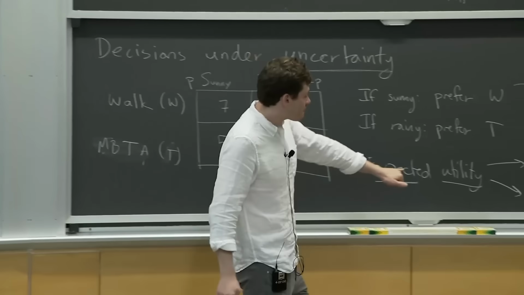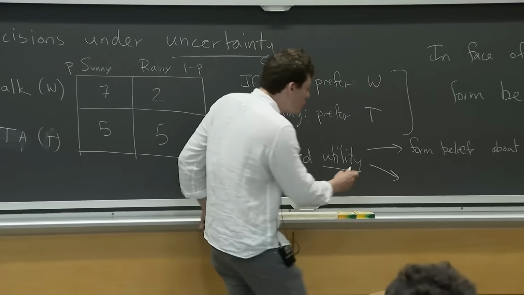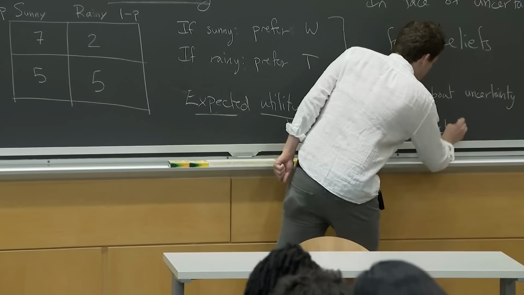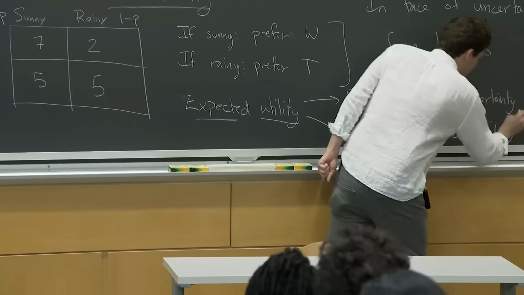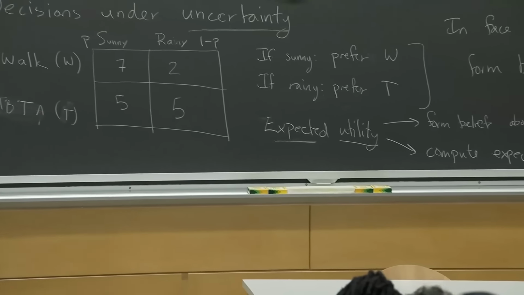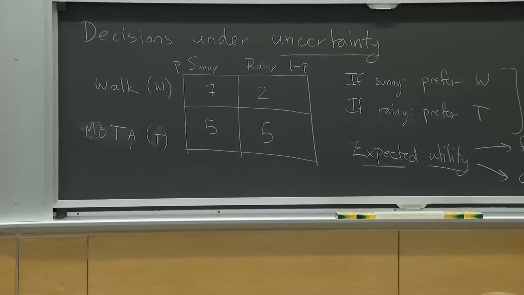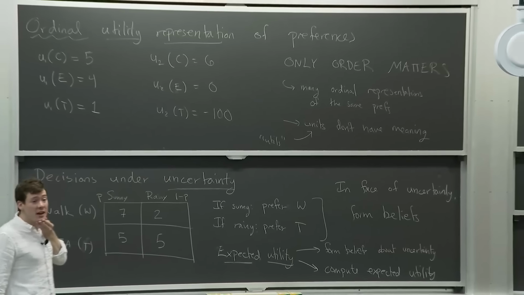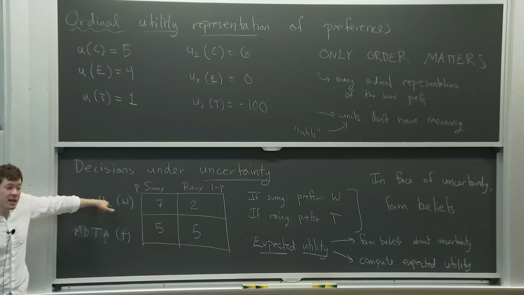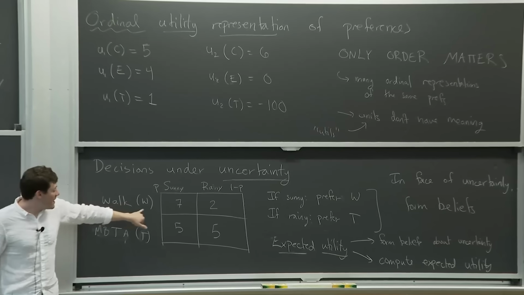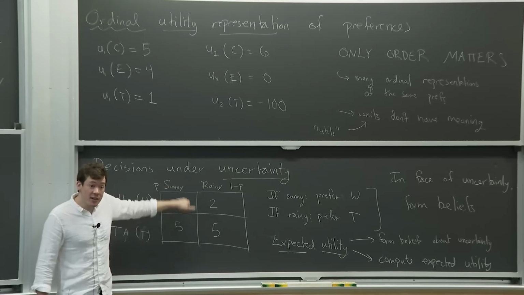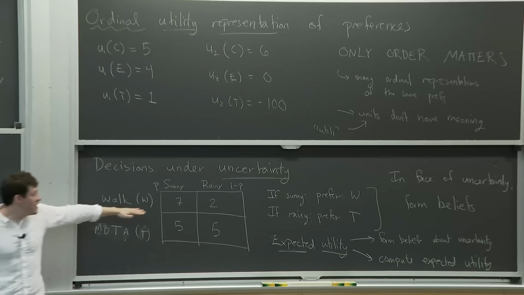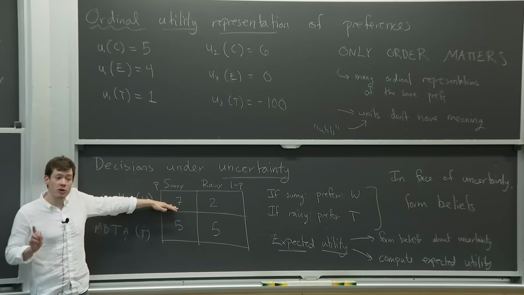And then the next thing that you do, given that you formed your beliefs, is you compute your expected utility from each choice. But now we have a bit of an issue, because I said up here, when I talked about ordinal utility representations, that the numbers didn't matter. But now all of a sudden the numbers will matter, because when I compute the expectation, my expected utility from walking, if 7 were 700, that's going to change my expected utility. So we have to really crucially understand that in this model, these utilities are different. These are no longer ordinal utilities.